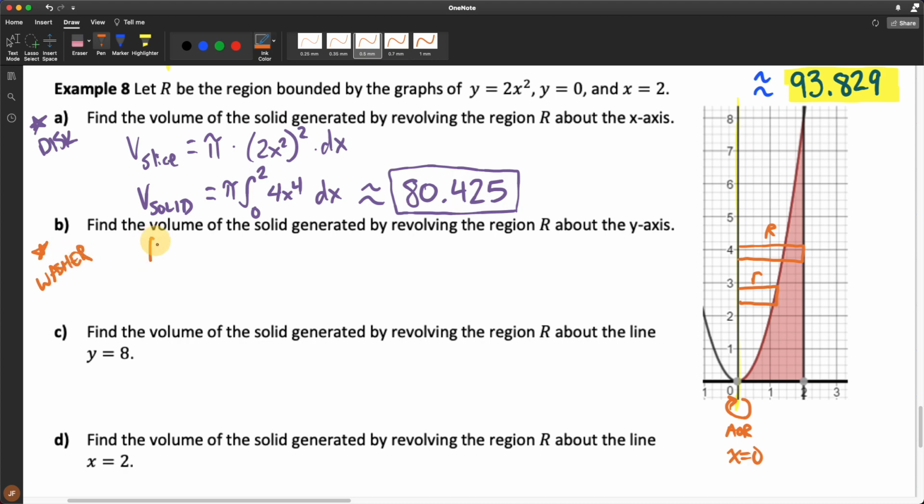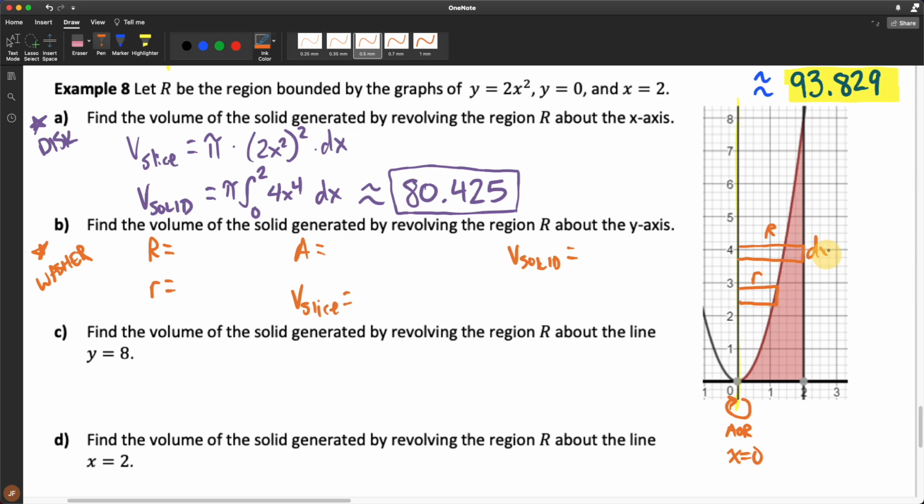So big R, little r, area, volume of a slice, and then eventually volume of our solid. Again, I like this because it sets up a little structure. It reminds me of what I need to find in order to build that integral at the end. All right, so big R.